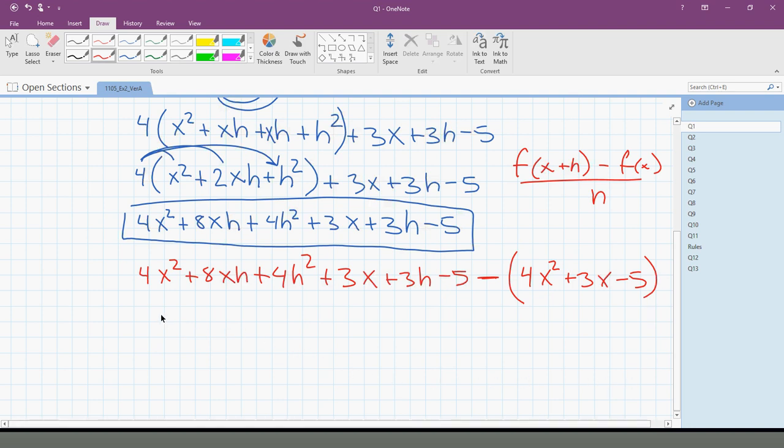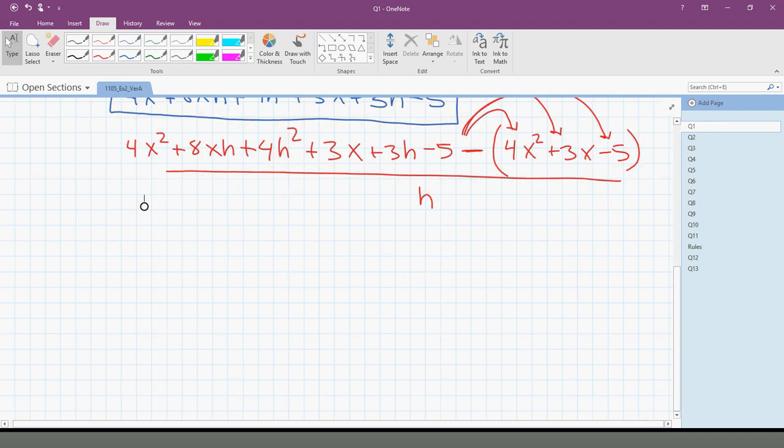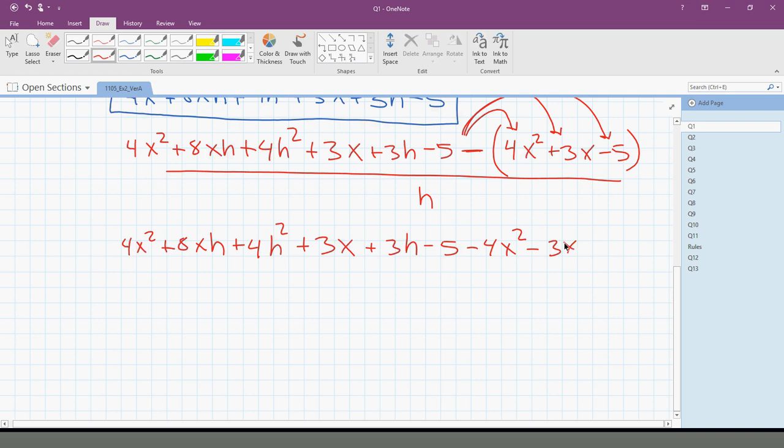The first thing that we need to do is to distribute that negative sign to every single term inside the parentheses. So if I distribute that, I'm going to rewrite everything to keep it organized. H squared plus 3x plus 3h minus 5, and that's going to be negative 4x squared. A negative and a positive is going to give me negative 3x, and a negative and a negative give me a positive 5. All of that is over h.